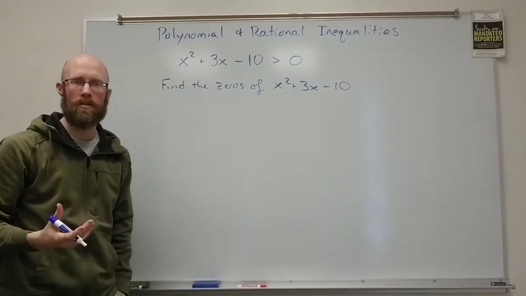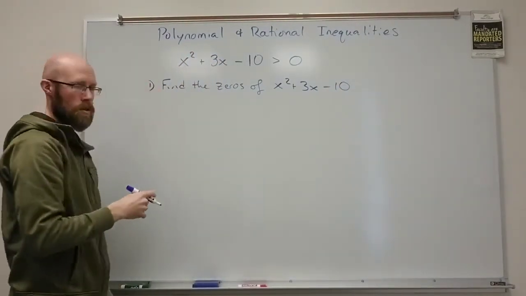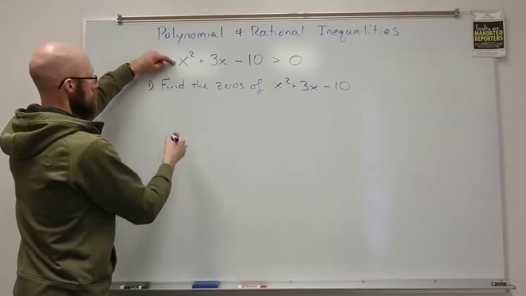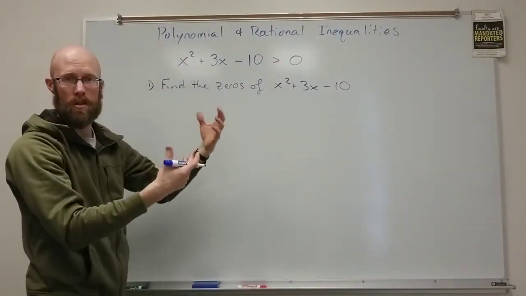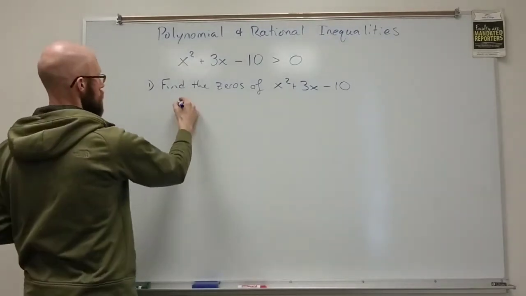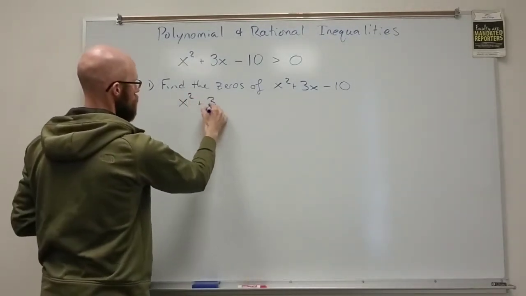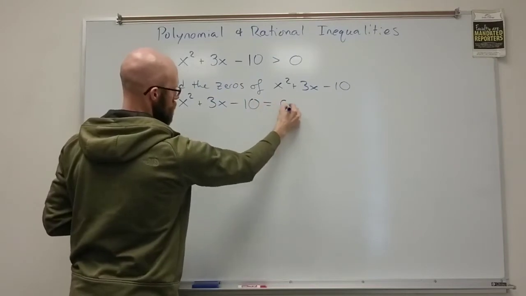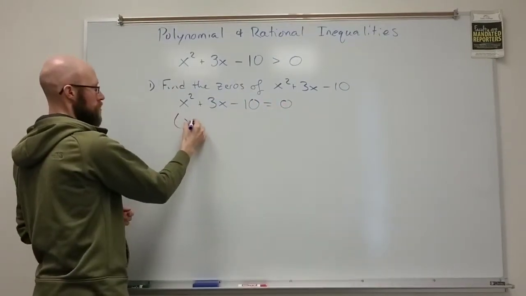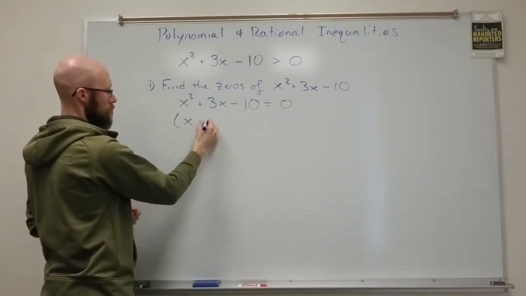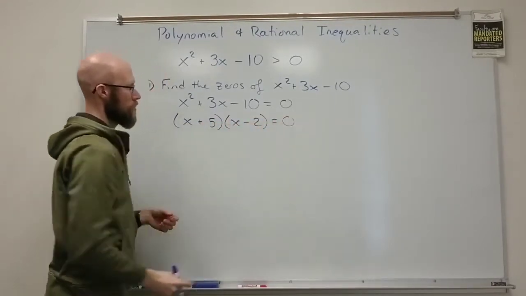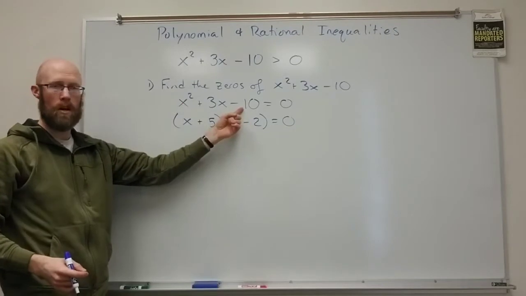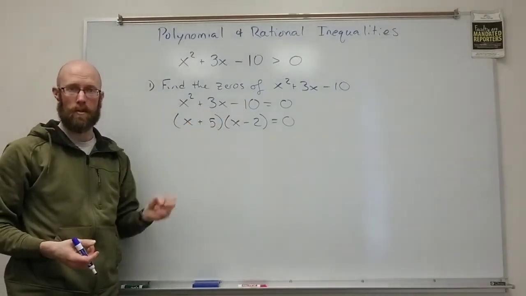Okay, that's going to be the first step. So let's go ahead and try that. Well, the zeros come from finding the factors of this thing, or setting it equal to 0 and solving for x, right? So x squared plus 3x minus 10 equals 0. If I factor this, x plus 5 and x minus 2 are going to be the factors, because 5 and negative 2 are factors of negative 10 added to 3.